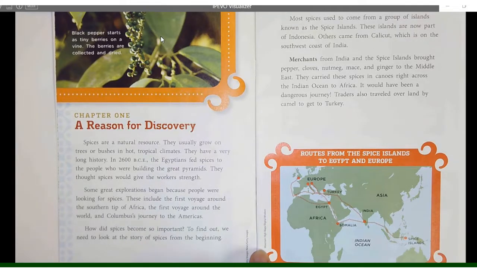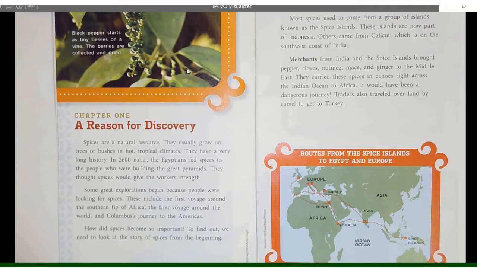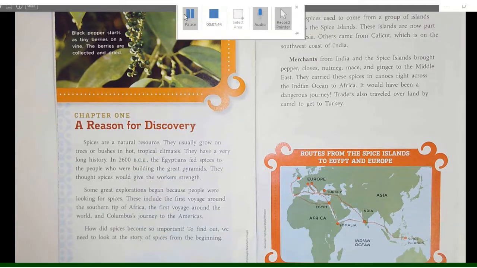Okay, paragraph 2. Some great explorations began because people were looking for spices. These include the first voyage around the southern tip of Africa, the first voyage around the world, and Columbus's journey to the Americas. How did spices become so important? To find out, we need to look at the story of spices from the beginning. I'm going to go ahead and give you an opportunity to read on that page. Take some notes.